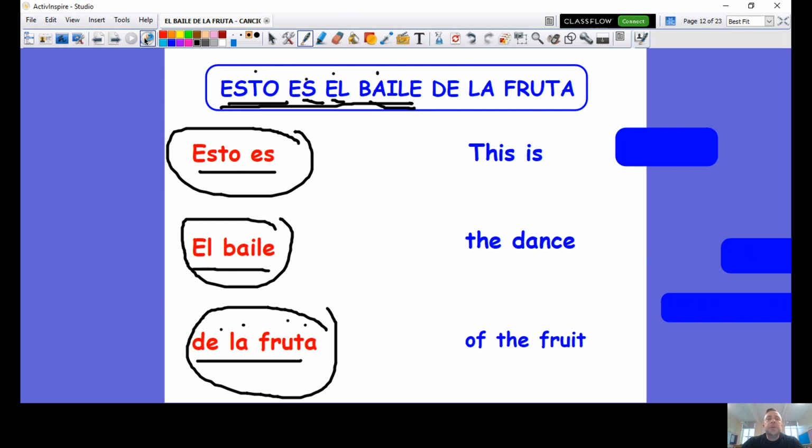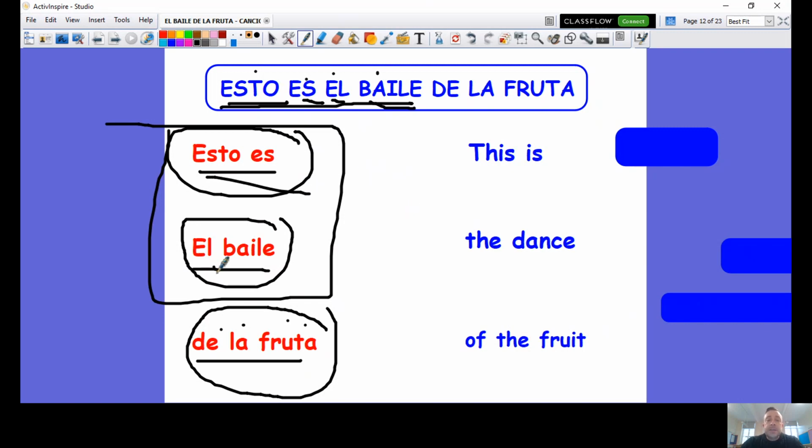Muy bien. Let's put a few chunks together now. We're going to put these two together. My turn, your turn. Esto es el baile. One more time. Esto es el baile. Good. Let's add on the last bit, de la fruta. You ready? Esto es el baile de la fruta. Ah, muy bien. You've got the whole thing.